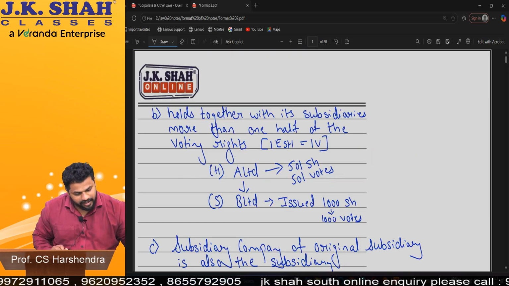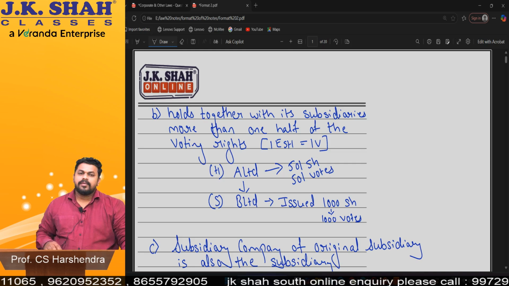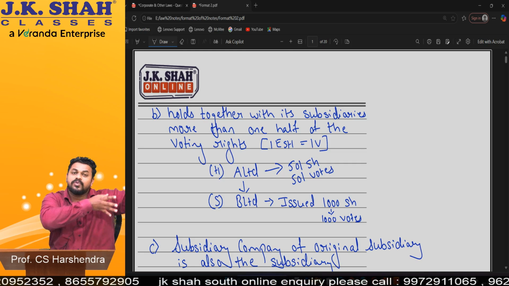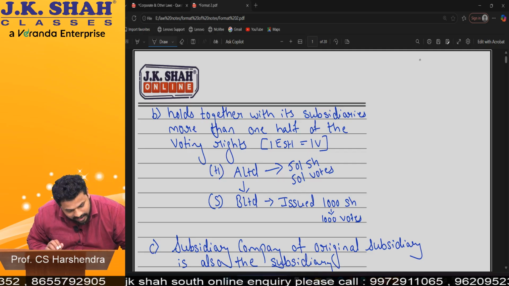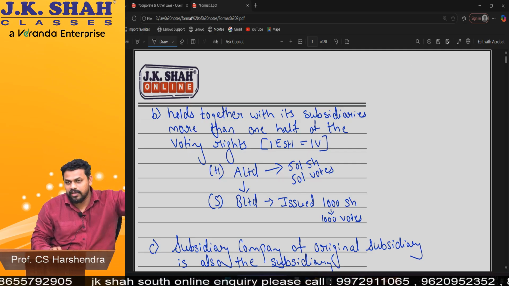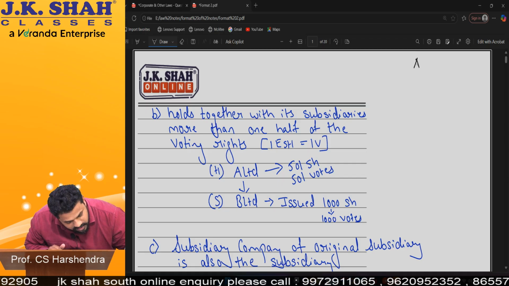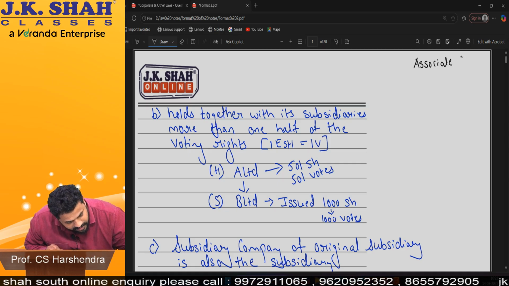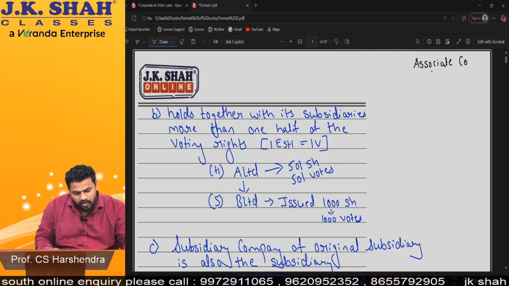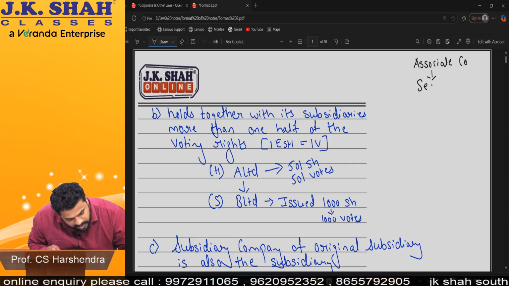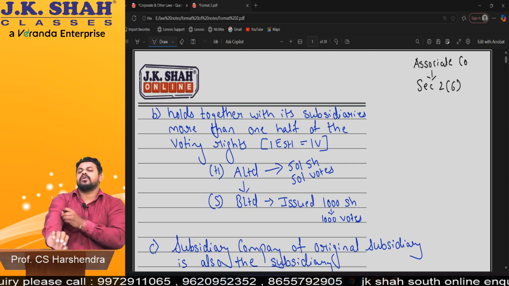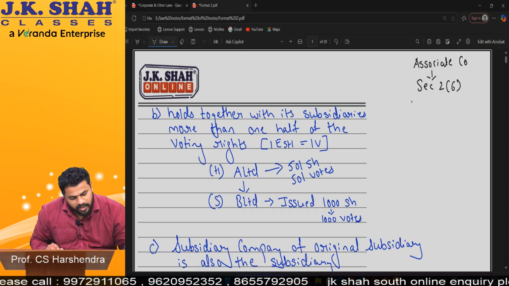So we had completed holding company and subsidiary company. One part was left, which is the third part, that is associate companies. So I'll write it here. I think you have made the bracket already. Okay, so associate company. Now, what is the section for associate company? Section 2, clause 6. Now, what is an associate company?